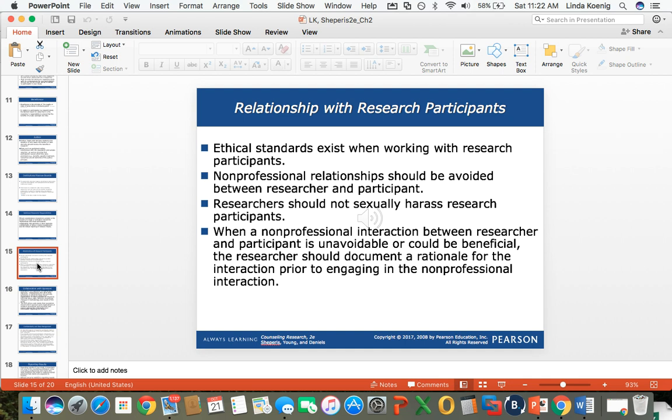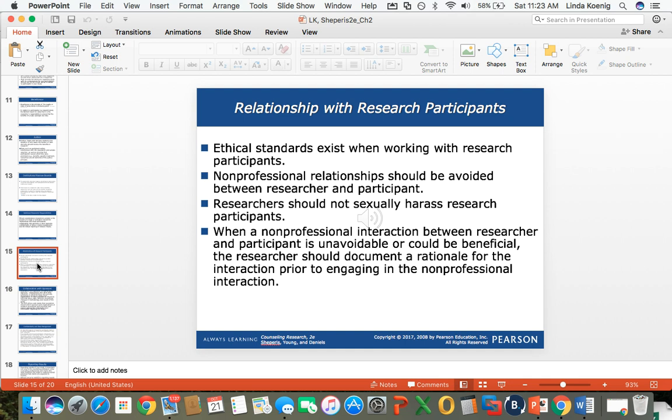All right, so if we are doing a study and we are having a lot of contact with our research participants, ethical standards do exist that guide our relationship with them. And that relationship should be professional and should not veer into the non-professional.